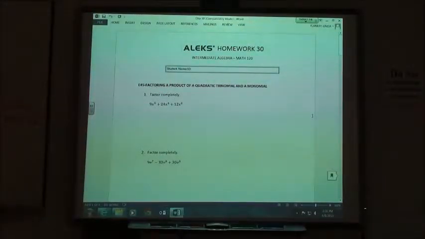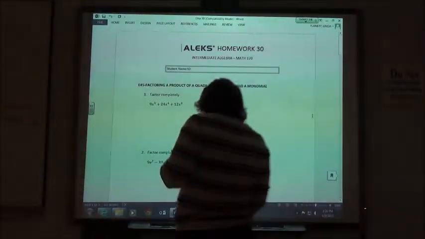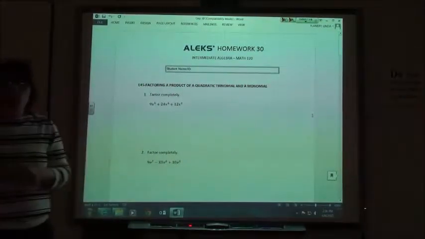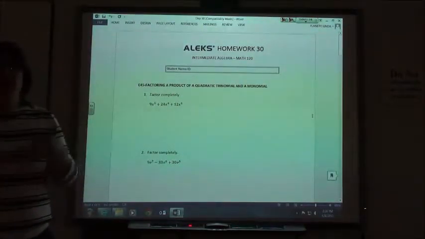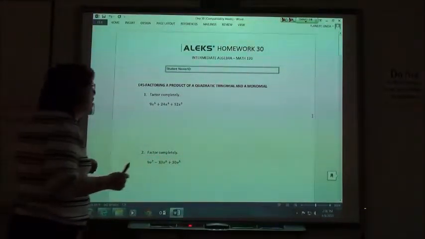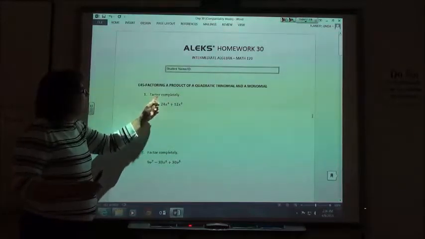All right, Intermediate Algebra Homework 30, still working with factoring. Now this is going to combine factoring out your greatest common factor and then factoring your quadratic expression that you get when you have a squared term. So it tells me to factor completely.